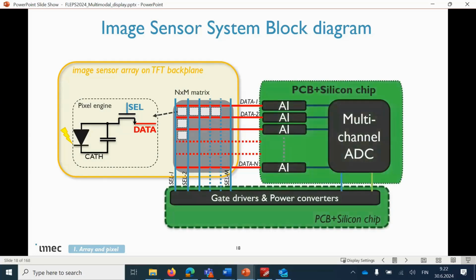And as I said already, we have externally on a rigid PCB right now, analog interface blocks that are reading each of these lines, and some multi-channel ADCs that read out and convert these analog values to digital. And at the same time, of course, you have some gate drivers, as we call them, that are driving the select lines and are selecting the lines sequentially, row by row, to read out the charges.